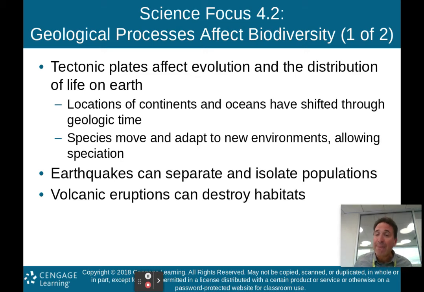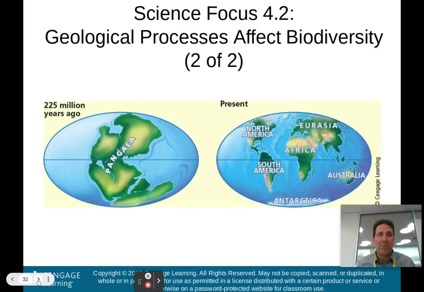They can destroy habitats, which obviously then causes a species to change, to do natural selection, because the environment it's living in changes, and therefore traits that were once good for survival in one environment are not necessarily good for survival in another environment. So through natural selection, that organism changes, and now you have a new species forming.